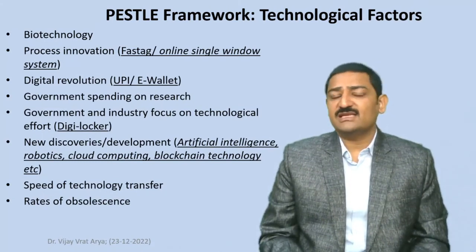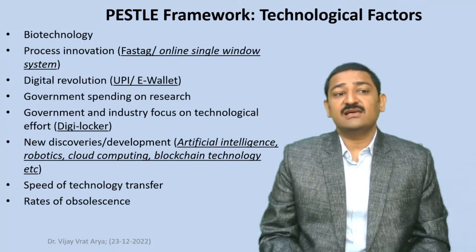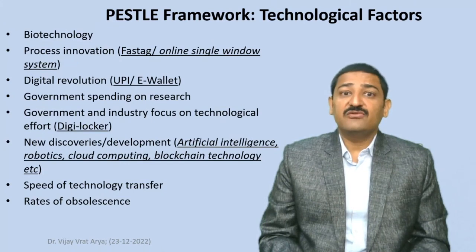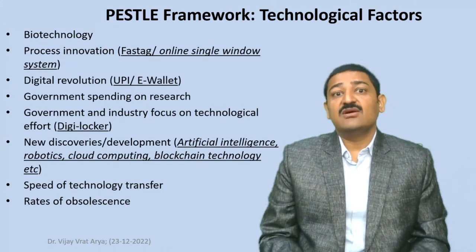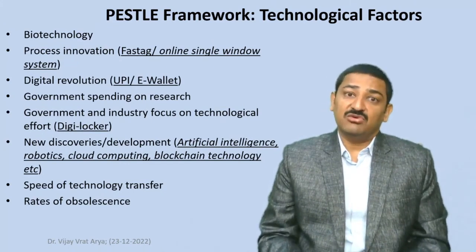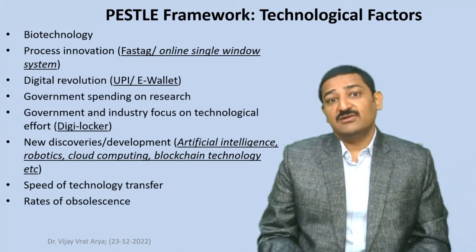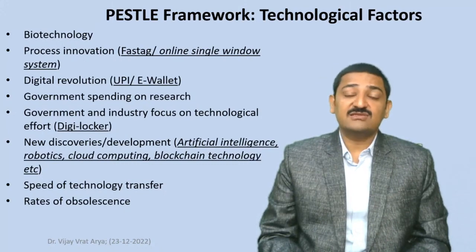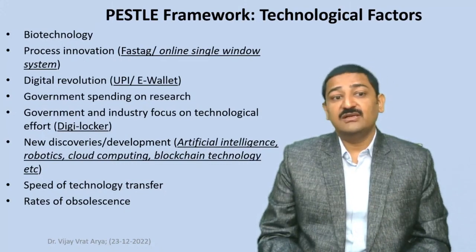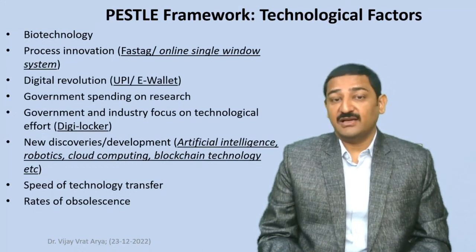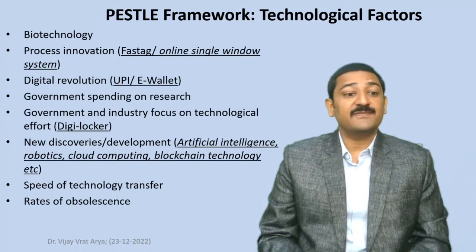We have some good examples one can refer to, such as the introduction of FASTag at toll plazas, and the online single window system for getting clearances or approvals for initiating any type of process or organization setup. This is the digital revolution. Very recently, we have seen the cases of UPI and e-wallet. Apart from that, government spending on research and development is again part of the technological factors.